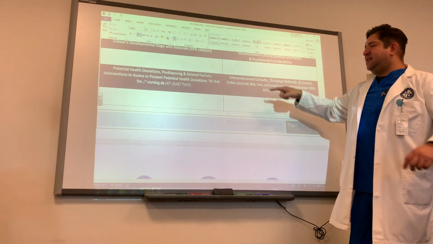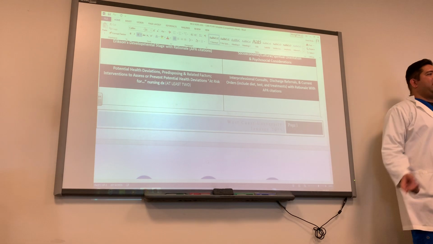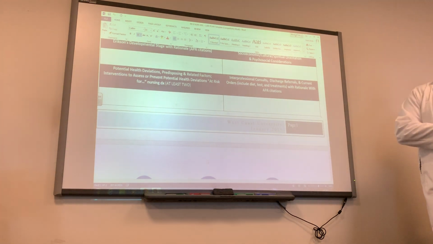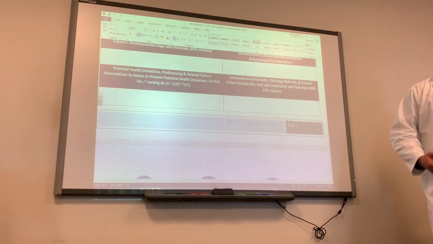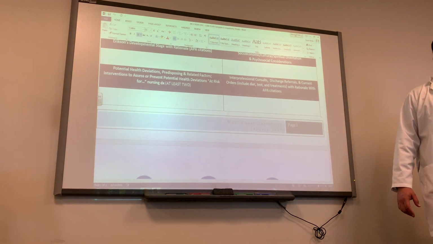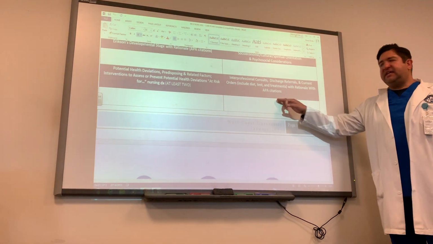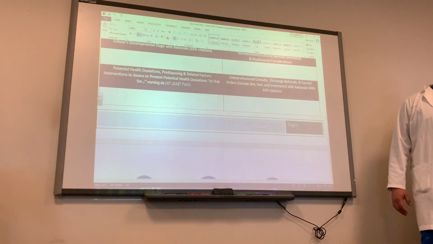Cross out diet, because your diet is actually, you might end up somewhere else in this document. But that to me is not a consult. That's the doctor saying this patient needs a pureed diet. But if they got speech pathology, then it goes here. All right.